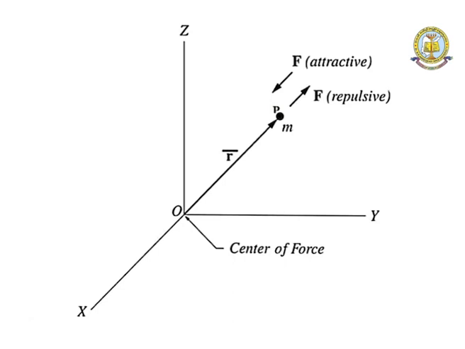The force always acts on a particle or body towards or away from the fixed point. Here OP is equal to r bar, the position vector. The magnitude of the force depends upon the distance from the fixed point. This fixed point is called the center of force.